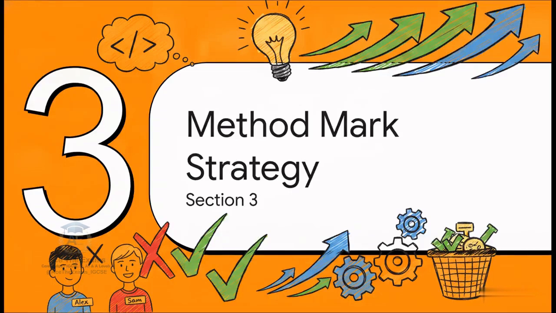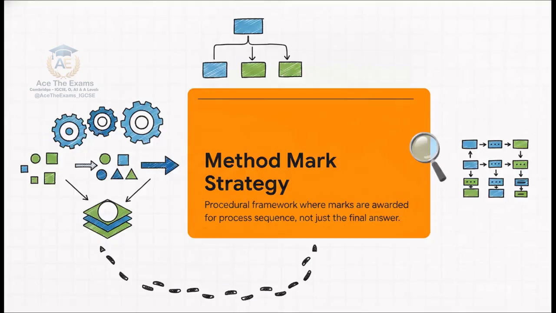Let's get into section 3, the method mark strategy. This is where the transformation happens. We are going to take Alex and Sam, and we're going to completely rewrite their answers live, turning those red marks into green check marks, using the computer science success blueprint. You absolutely must understand the method mark strategy. What does that mean? It means the examiner actively rewards your logical process of data interpretation just as much as your final visual output. Pay close attention to the definition on screen.